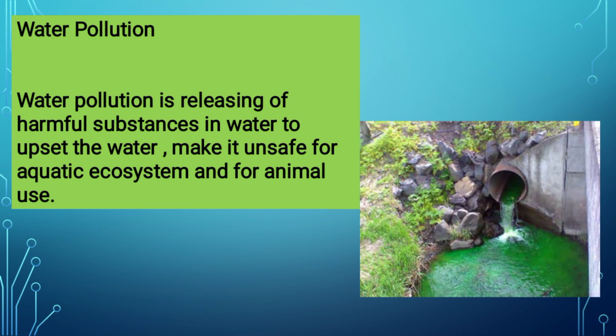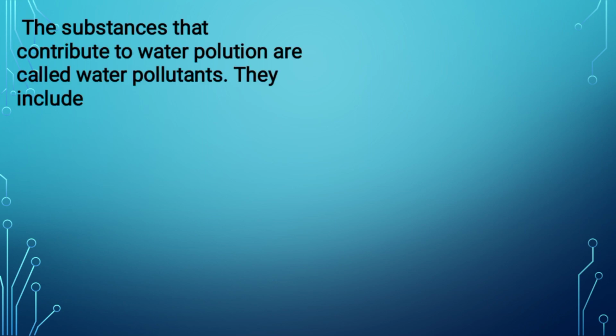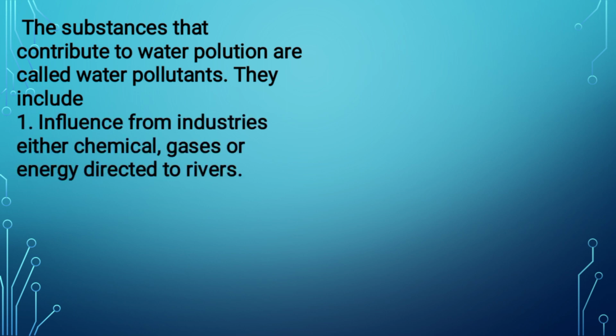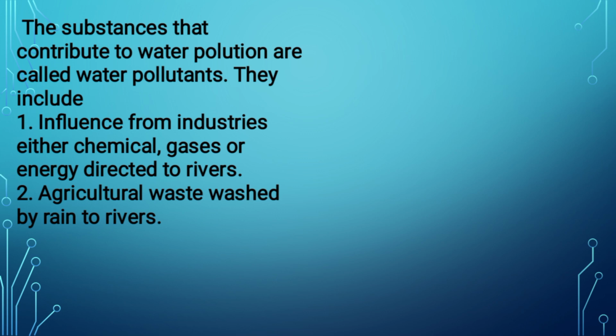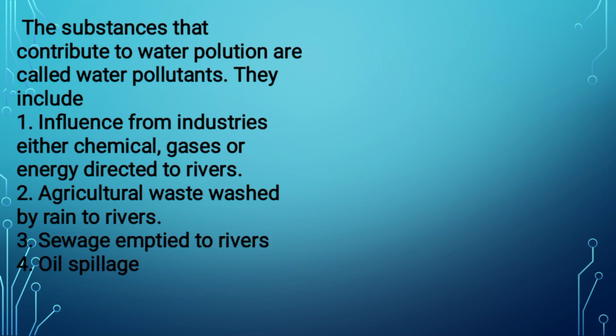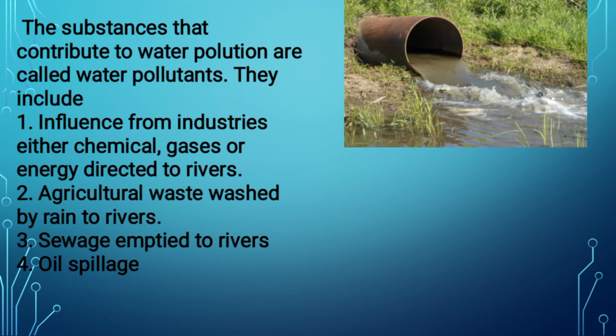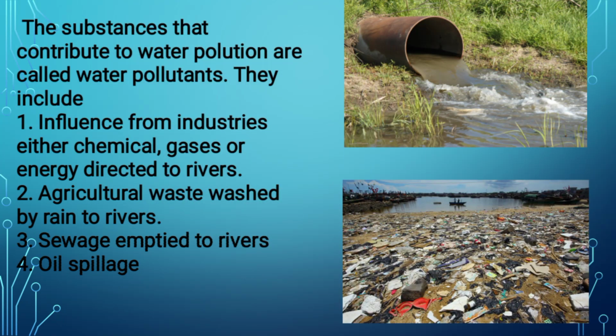As you can see, a sample of a video here showing an effluent in water. This is very, very bad. This is a way of water pollution. The substances that contribute to water pollution, we call water pollutants. Examples of them include effluents from industry, either chemical, gases, or energy directed to rivers. We have agricultural waste washed by rain to rivers. We have sewage emptied into rivers, and we have oil spillage, as you can see on the screen. So this is a sample of water pollution.